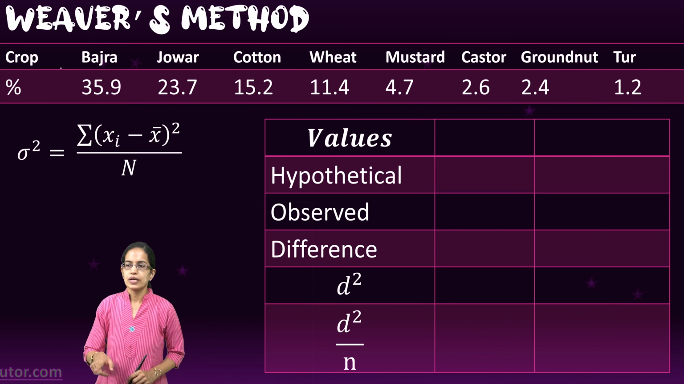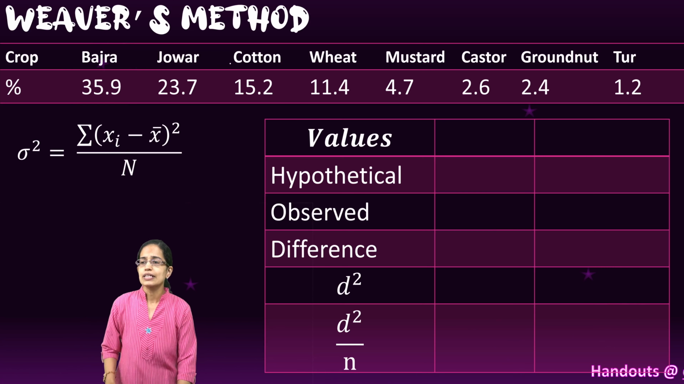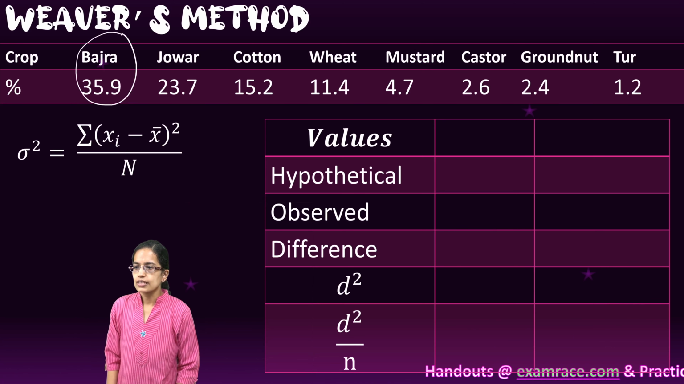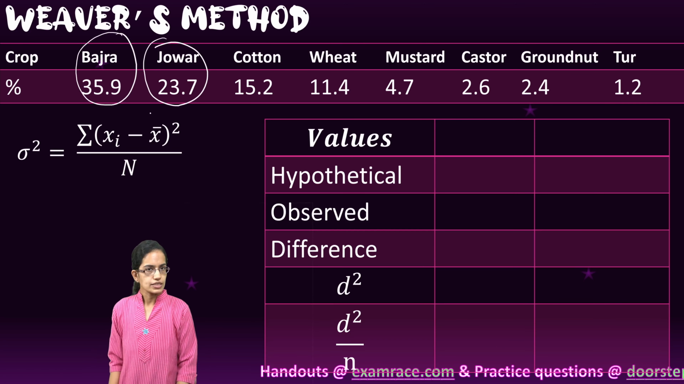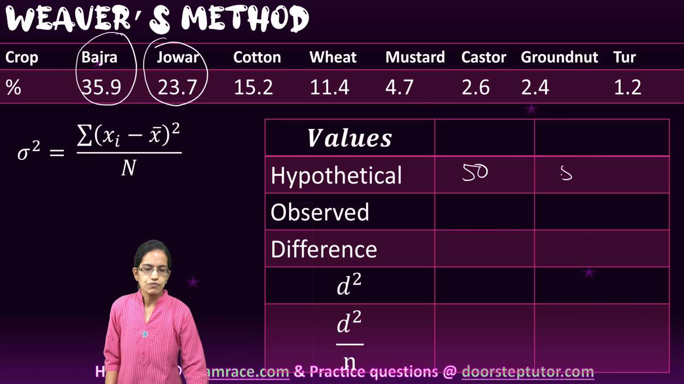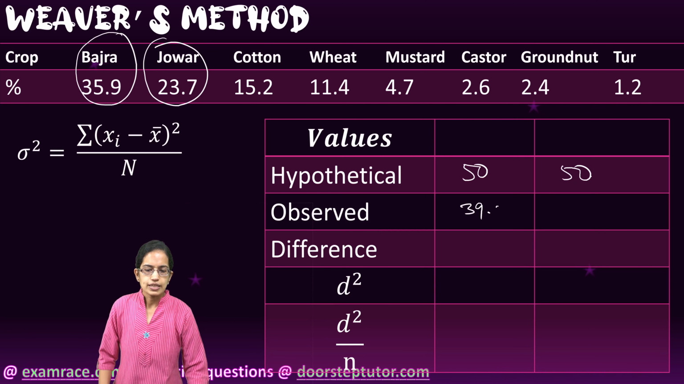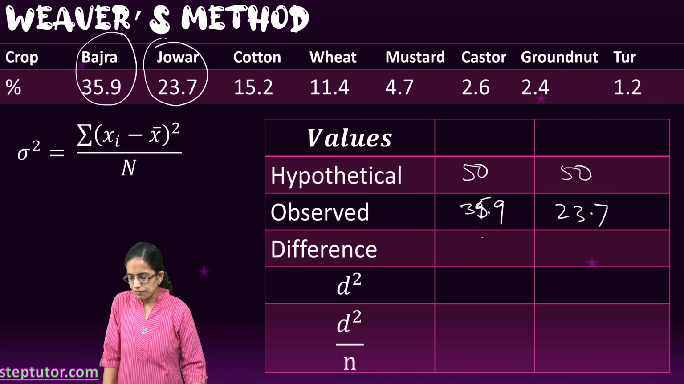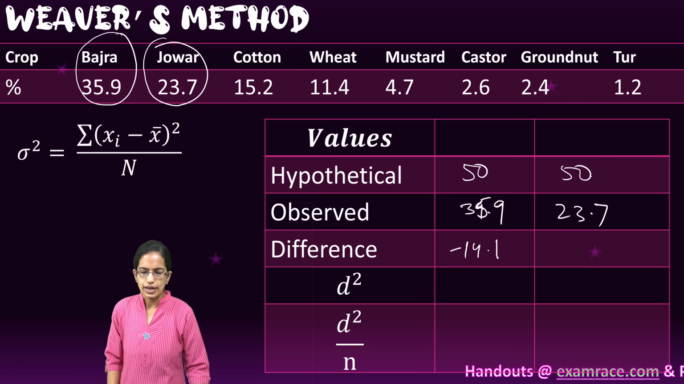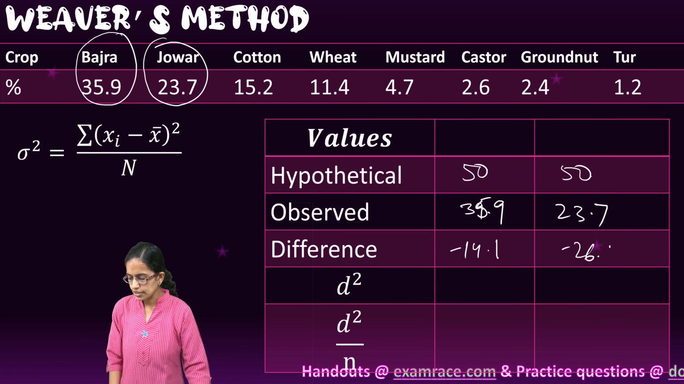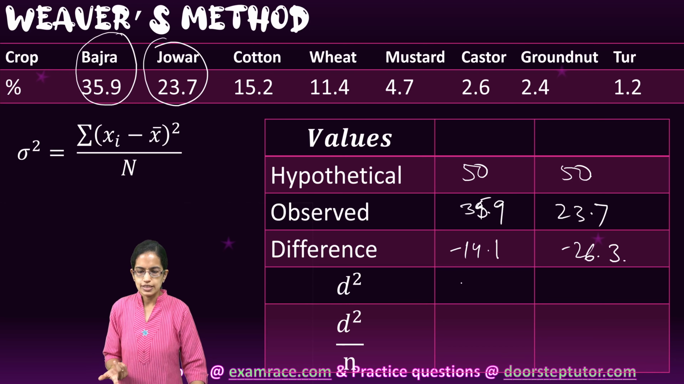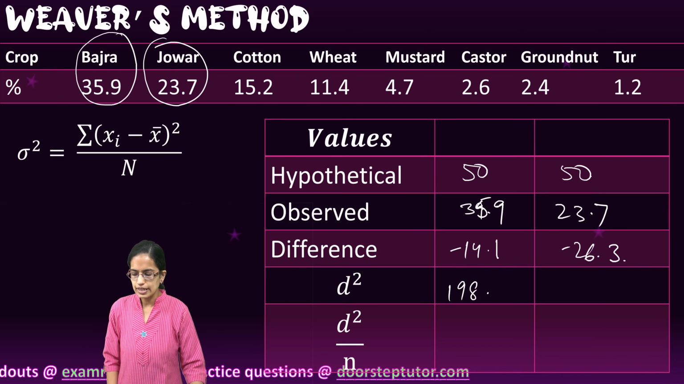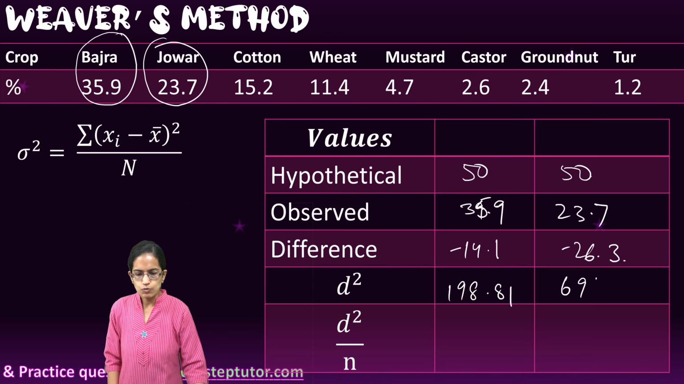Now in the same example, I move to a twin culture or diculture approach where I take two crops, which is bajra and jowar. So my hypothetical values are 50 and 50. My observed values are 35.9 and 23.7. I take the difference, which is minus 14.1 and minus 26.3. I square these values. So the values come as 198.81 and 691.63.